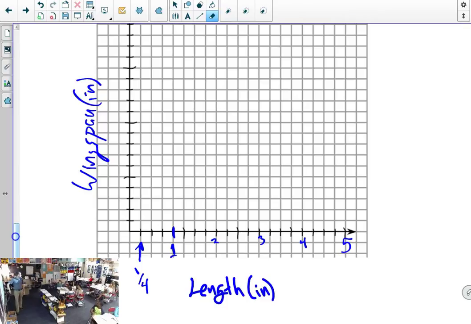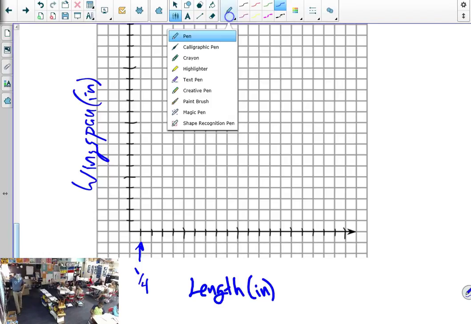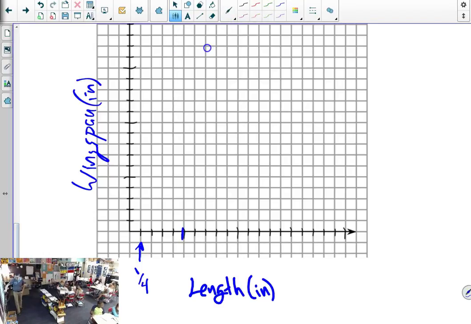I'll give you probably 2 or 3 more minutes to play with the axes and get your points on there. I'm talking about the x-axis. Oh, I'm off somewhere.